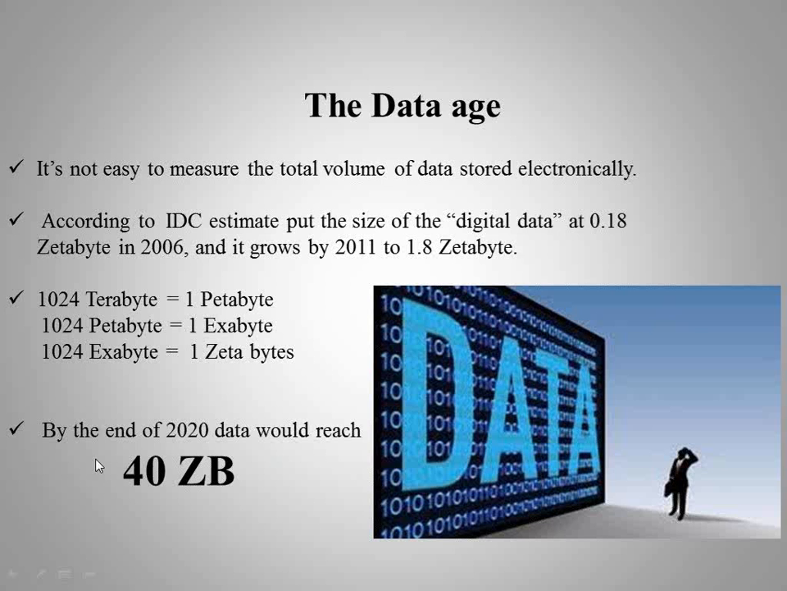Just imagine how many 24 TB hard disks you need in order to store this 40 zettabyte. Let us make a simple mathematical calculation. 1 zettabyte equals 1024 cube terabyte. Let me make it more approximate: 1 zettabyte equals 1000 cube terabyte. That means 1 zettabyte equals 10 power 9 terabyte. And 40 zettabyte equals 40 into 10 power 9, that is 4 into 10 power 10 terabyte. By the end of 2020, my data would be at 4 into 10 power 10 terabyte.